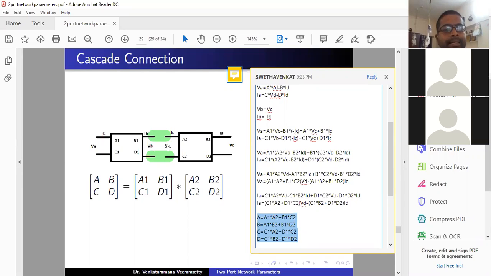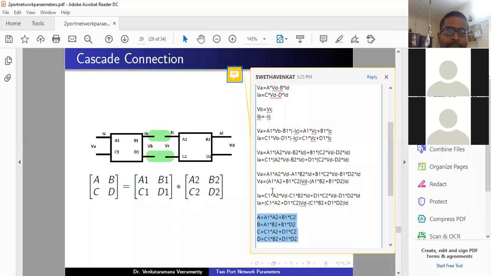So after cascade connection, the two two-port networks are connected cascadingly. Finally we have a single two-port network with input voltage VA and input current IA, output voltage VD and output current IT. Now what are the new ABCD parameters? We know the ABCD parameters of the first port and of the second port. The ABCD parameters of the two-port network obtained after cascade connection are equal to the simple matrix multiplication of the ABCD parameters of the two-port networks.